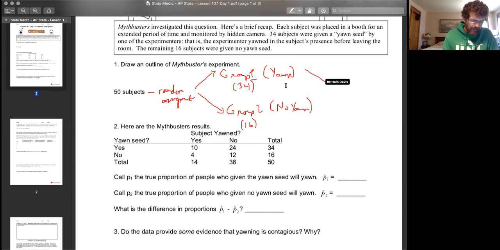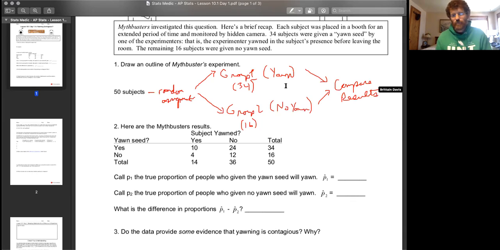And then at the end, we are now going to compare the results. If you think back to chapter 13 when we were doing experimental design, this should look somewhat familiar to you.